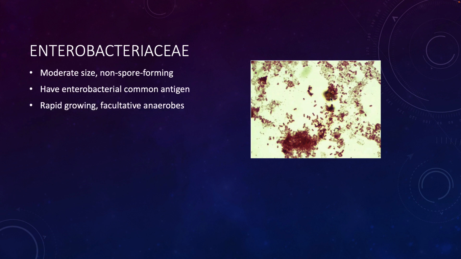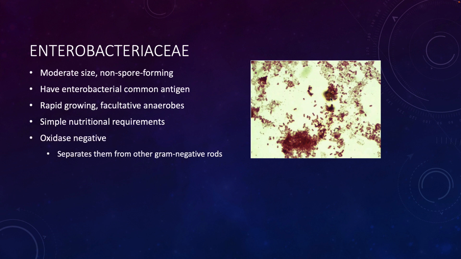They are rapid growing, and they are facultative anaerobes, which helps them to live in the intestines, but also in the environment. They have relatively simple nutritional requirements. These are going to be really easy to grow in the lab on any sort of common growth media. And they are oxidase negative, which helps to separate them biochemically from other gram-negative rods. So things like Pseudomonas might be oxidase positive, and these are going to be oxidase negative.